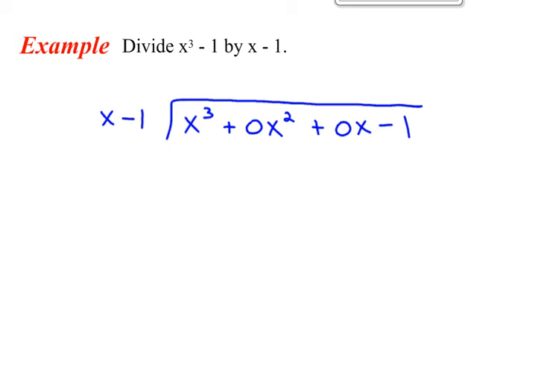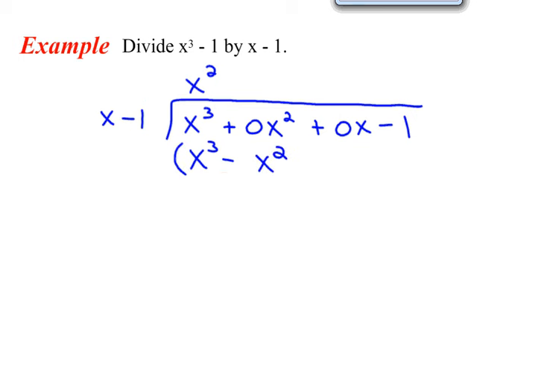So now that we've written the problem out, we're ready to actually do the long division. So we start out by asking, how many times does x go into x cubed? In other words, what times x gives us x cubed? And we know that x squared times x gives us x cubed. So now we multiply x squared times x, and we get x cubed. And then we multiply x squared times negative 1, and we get negative x squared.